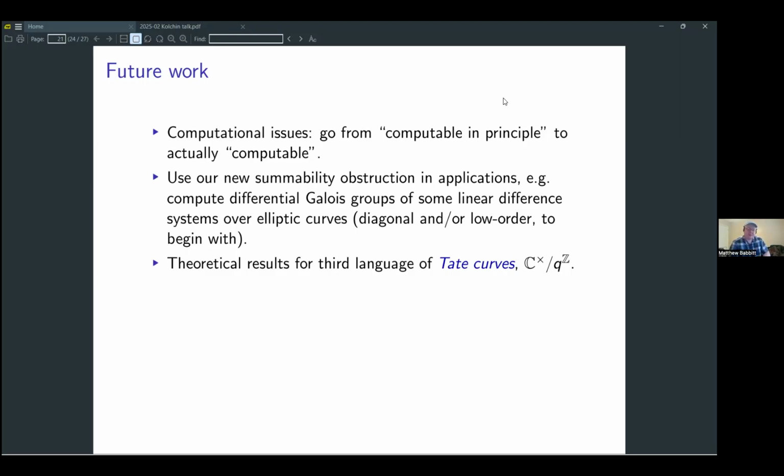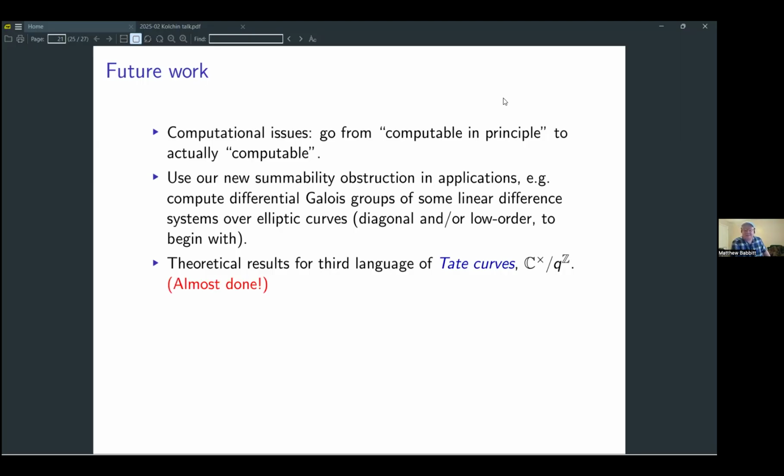Also, there's a third language for elliptic curves called Tate curves, which are curves of the form C star mod q to the z. You take the multiplicative complex plane and mod out by the action of multiplying by q, where q is not a root of unity, and this is a Tate curve. We can define summability in this context, and I'd like to see an obstruction to when functions on this Tate curve are summable.